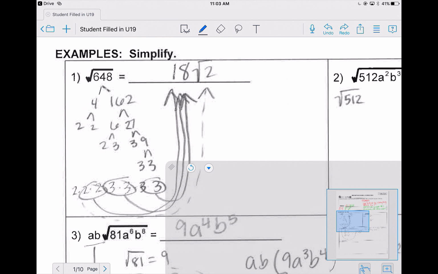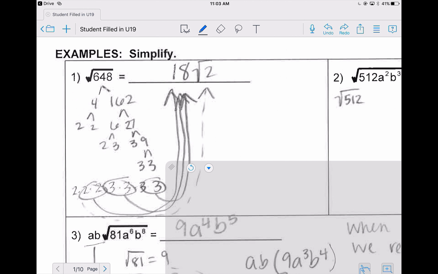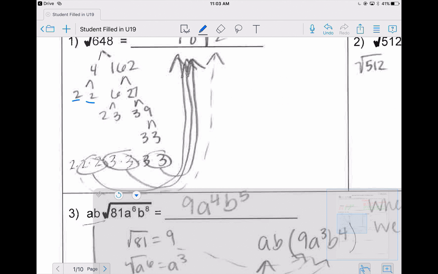So problem 1 has already been done for us. They broke 684 up into 4 and 162. 4 can be broken up into 2 and 2, and you cannot break the 2's up any further. 162, they broke up into 6 and 27. And remember, the order in which you break these up does not matter as long as you break them up correctly. 6 breaks up into 2 and 3, 27 into 3 and 9. 3 cannot go any further, but 9 can go into 3 and 3. So we have 2, 2, 2, 3, 3, 3, 3.